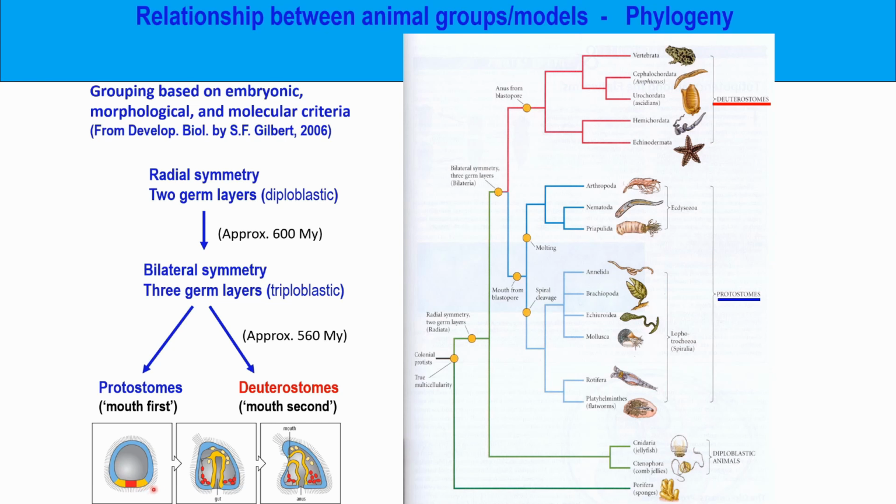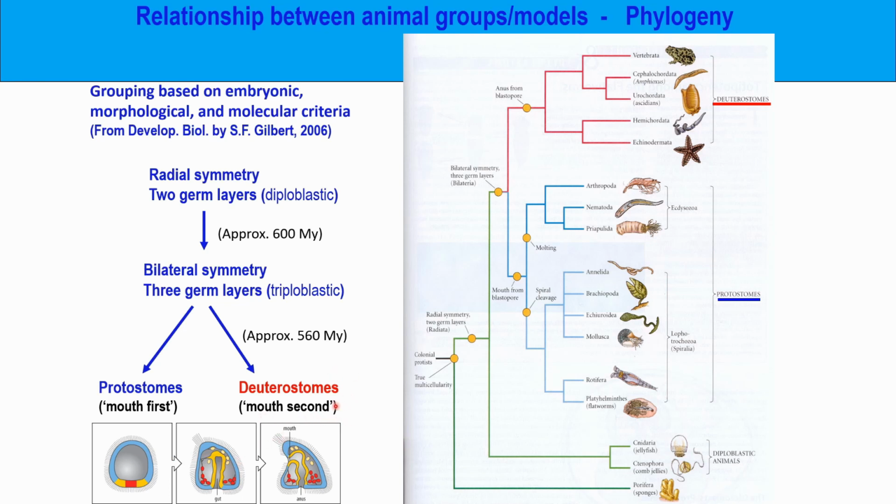And here we see that the blastopore is forming down here, and we get an invagination here that will be the gut. So the gut or the anus forms first, and then the mouth develops and joins up with the gut. So the mouth develops second, and these are called deuterostomes.